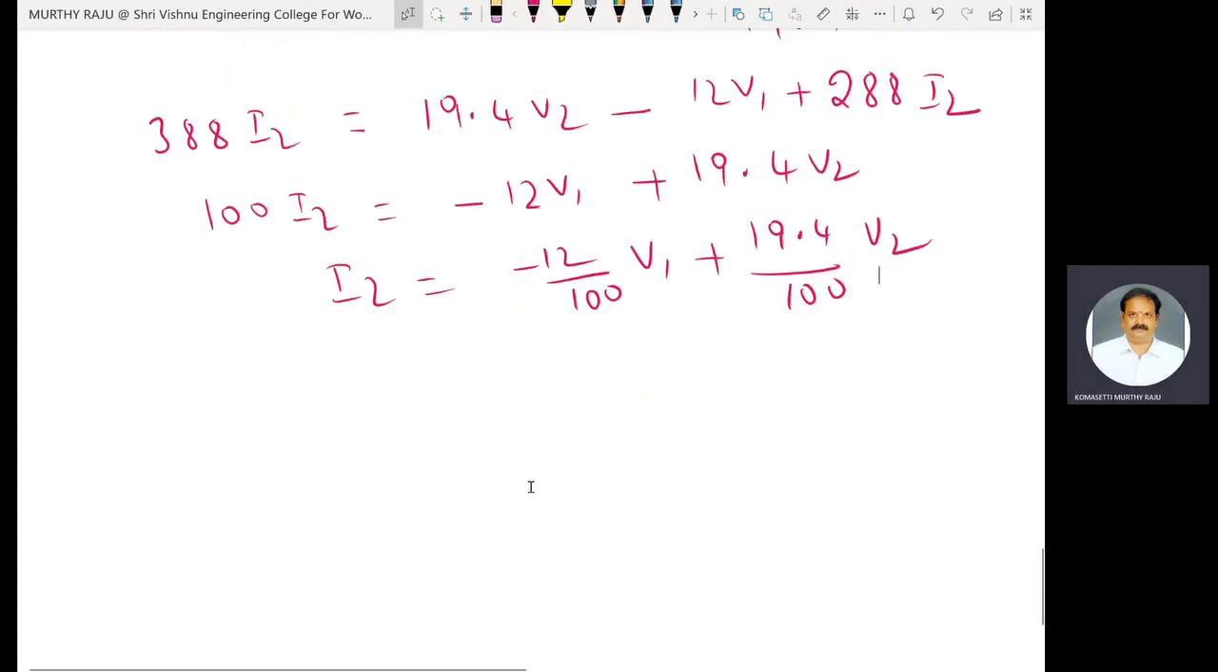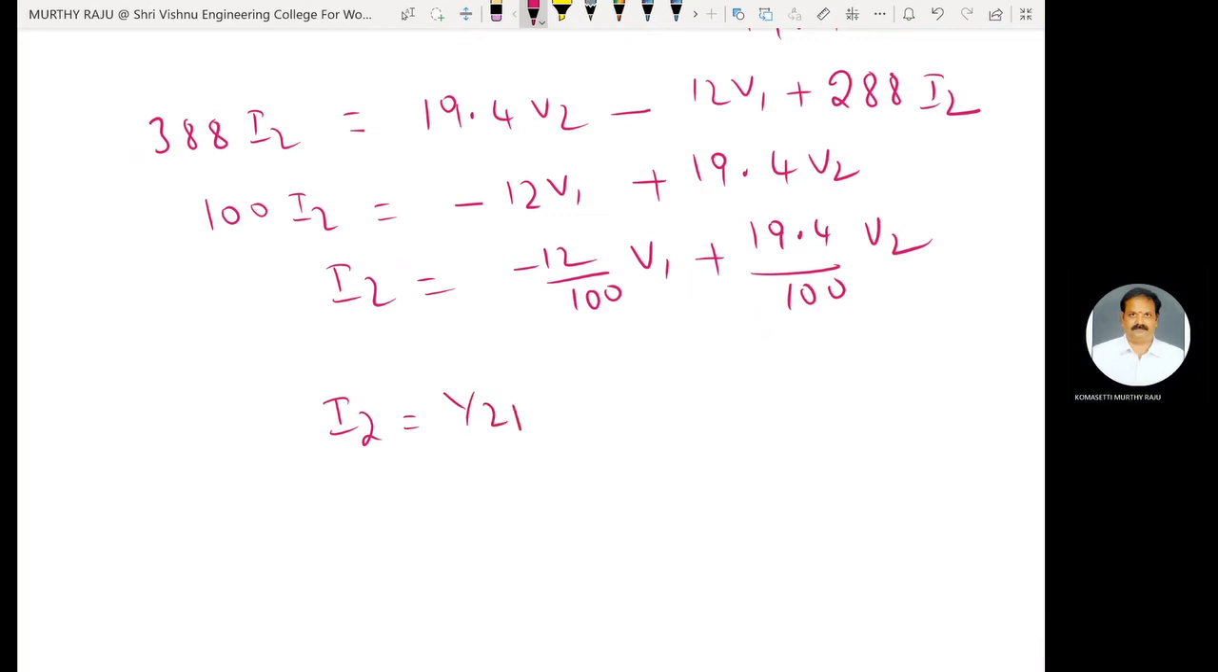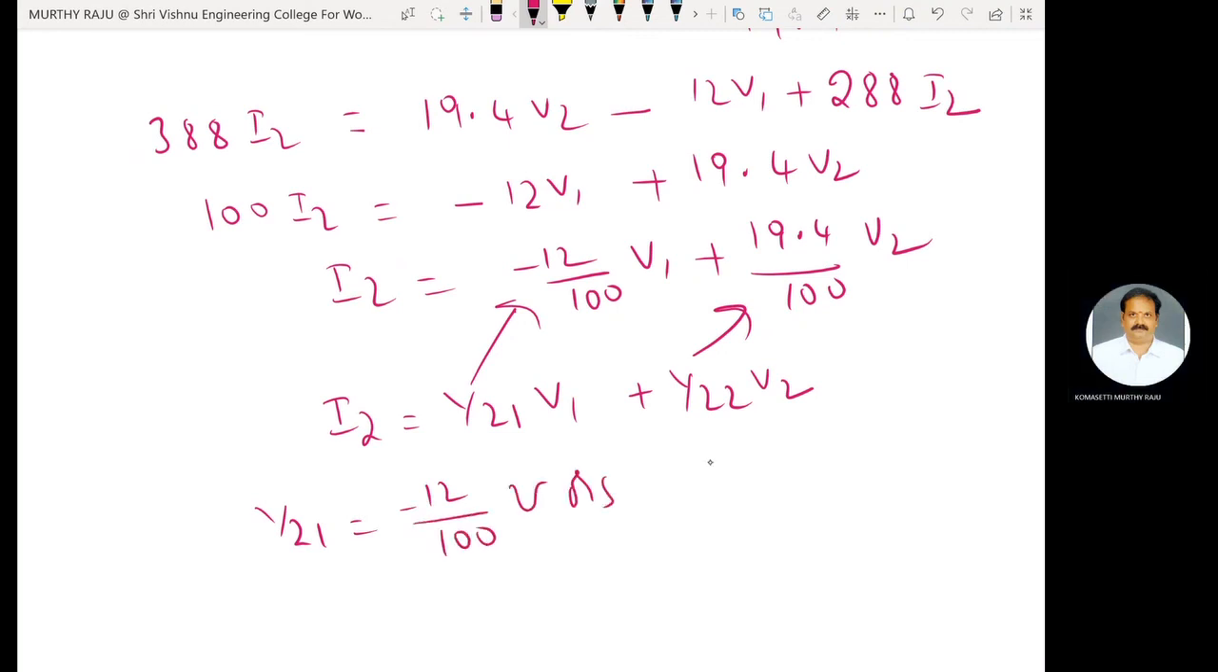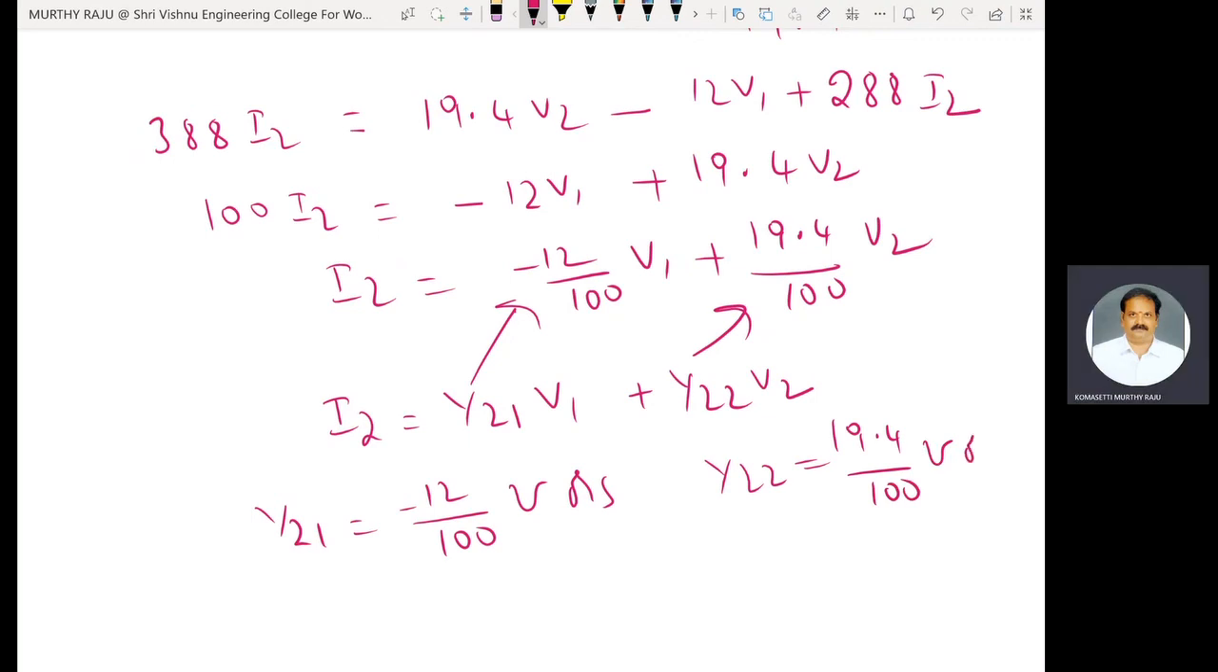This equation is in the form of I2 is equal to Y21 V1 plus Y22 V2. Compare these two. Therefore, Y21 is equal to minus 12 by 100 mhos or Siemens. Y22 is equal to 19.4 by 100 mhos or Siemens. With this, the solution is completed.